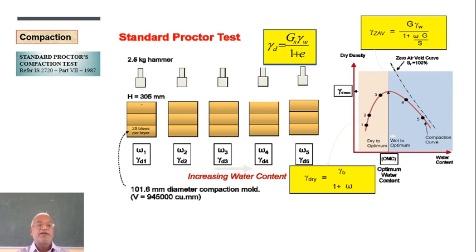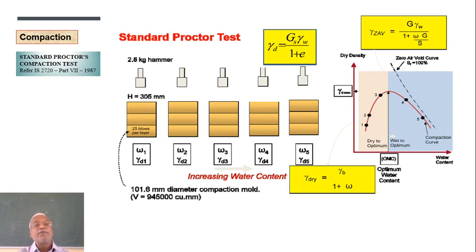This is the first trial, number 1. Because of that the suffix is 1. Trial number 2, suffix is 2, 3, 4, 5. Now here dry density achieved is gamma D1 corresponding to water content of W1. The height of fall is 305 mm. The rammer mass is 2.5 kg. It falls 25 times, 25 blows per layer, like that 3 layers. So you will be having some gamma D1 for W1.